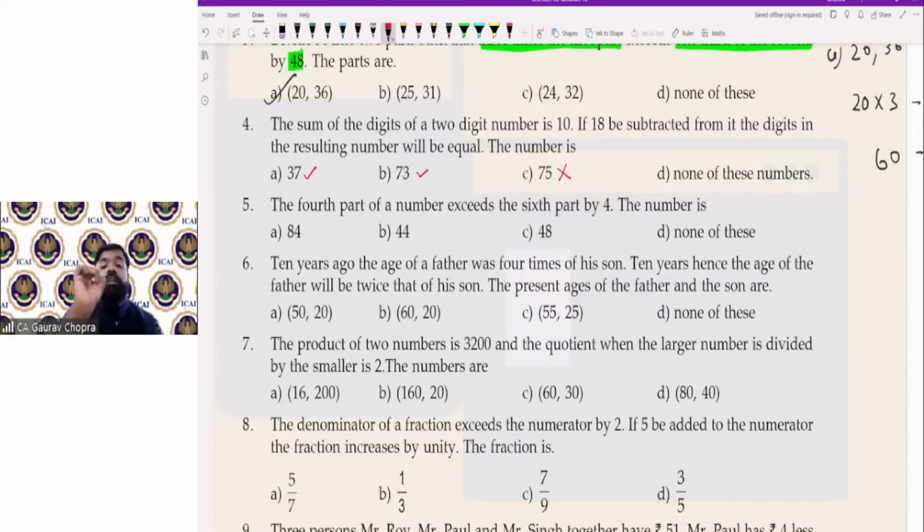तो 37 minus 18. After reducing 18, you will get 19. 1 and 9 both are not equal. 73 minus 18, you will get 55. So 5, 5 both are equal. Therefore, option number B satisfies both the conditions. So B option is correct. Okay.